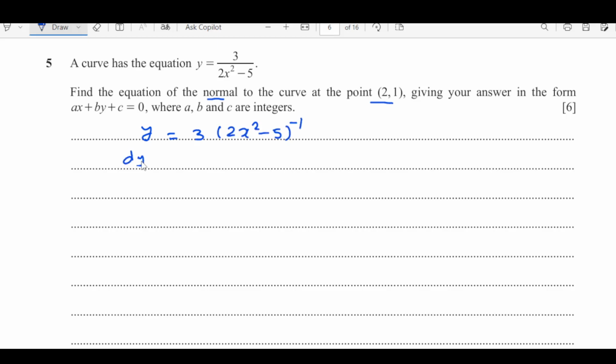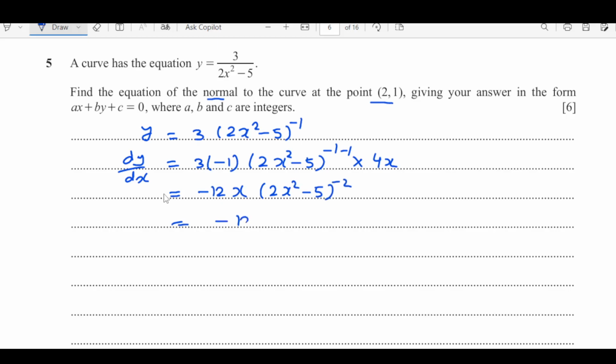Now, let us differentiate that to get the gradient. So, this is 3 times negative 1, this power will come over here, (2x squared minus 5) to the power minus 2 by the chain rule, then the derivative of the inside, 2 times 2, is going to be 4x. So, this can be written as negative 12, since 3 times 4 is 12, then we have x here and (2x squared minus 5) to the power minus 2. This can also be written as negative 12x over (2x squared minus 5) squared. So, this is the gradient.